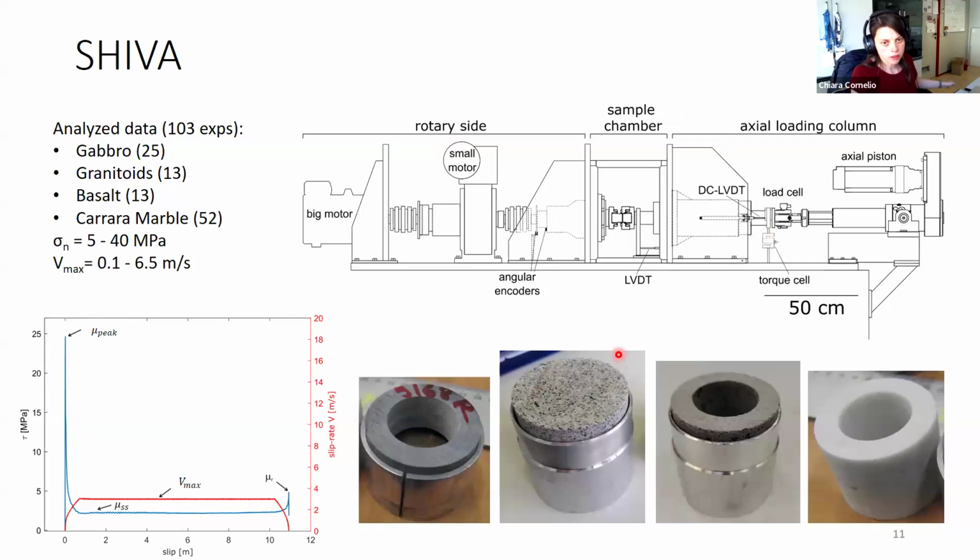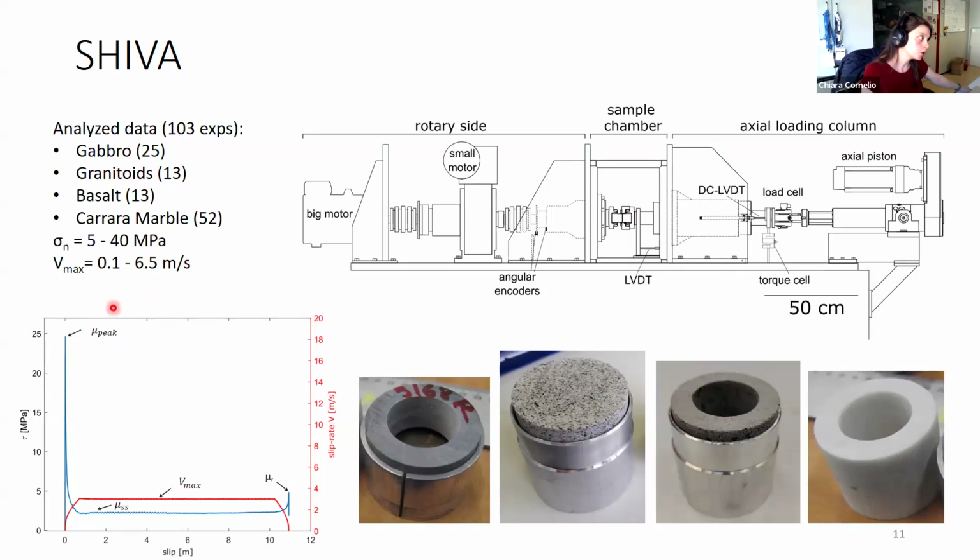So first of all, how Shiva looks like. We have a sketch here on the upper part of the slide. And basically here we have these samples, and we are talking about just a bare surface sample in this case. The rotational sample is connected to the motor thanks to this axis, while the stationary sample is connected to the axial piston that basically imposes the normal stress on our discontinuity, that is our experimental fault in this case.